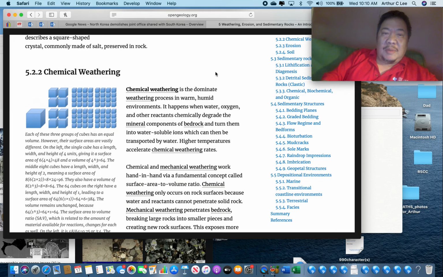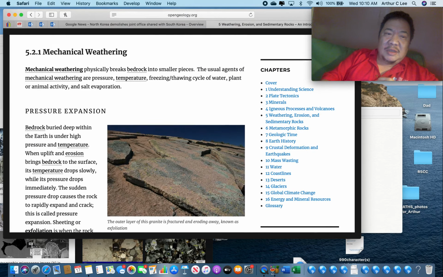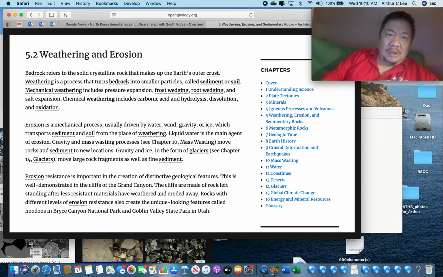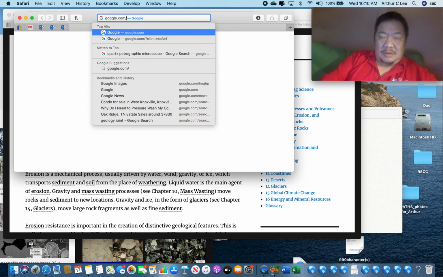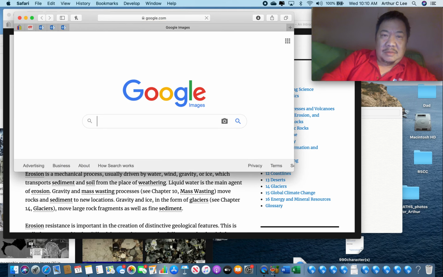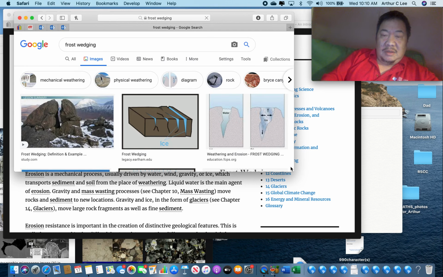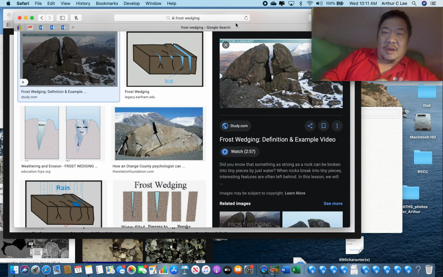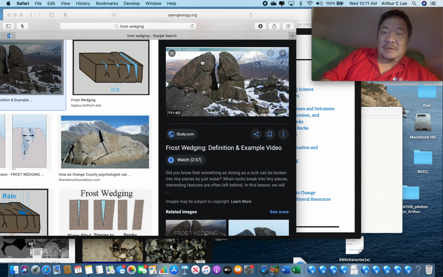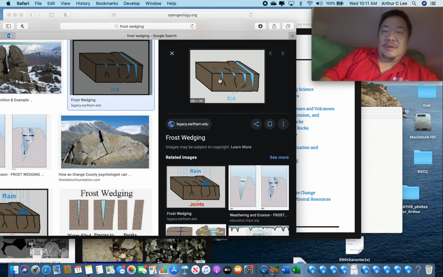But let's first talk about mechanical weathering, which is how do we physically break down rocks into sediment. Well, one common way of doing it is called frost wedging. When you look at a solid rock like this rock here from Canada, it's been broken apart. How did this rock get broken apart into these pieces like this? Well, it did so from frost wedging.